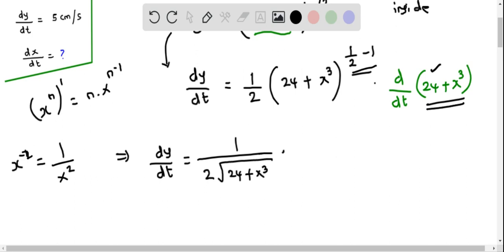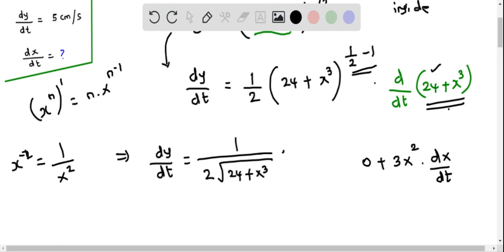The derivative of 24 is 0, plus the derivative of x cubed is, when we apply the power rule, we get 3x squared, because we have to put the power in front, that is the 3 in front, and reduce the power, that is 3 minus 1, which is 2. And we also have to apply the chain rule to find the derivative of x with respect to time, which is nothing but dx over dt.